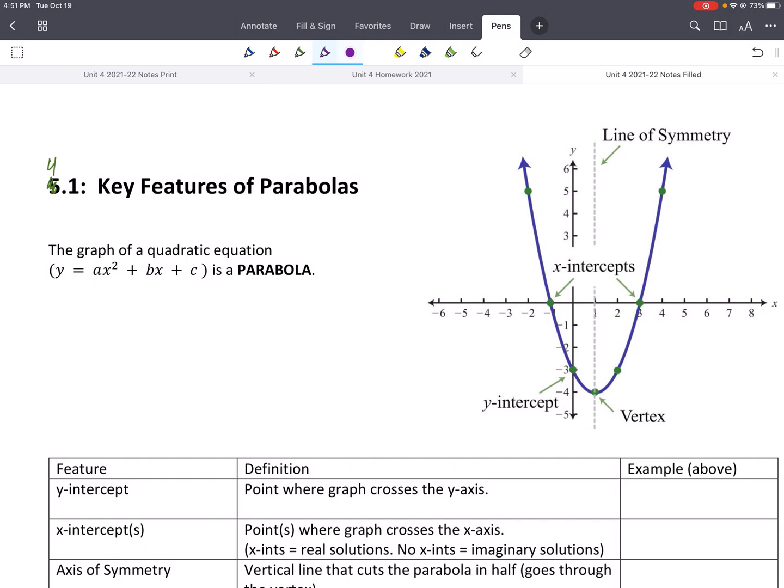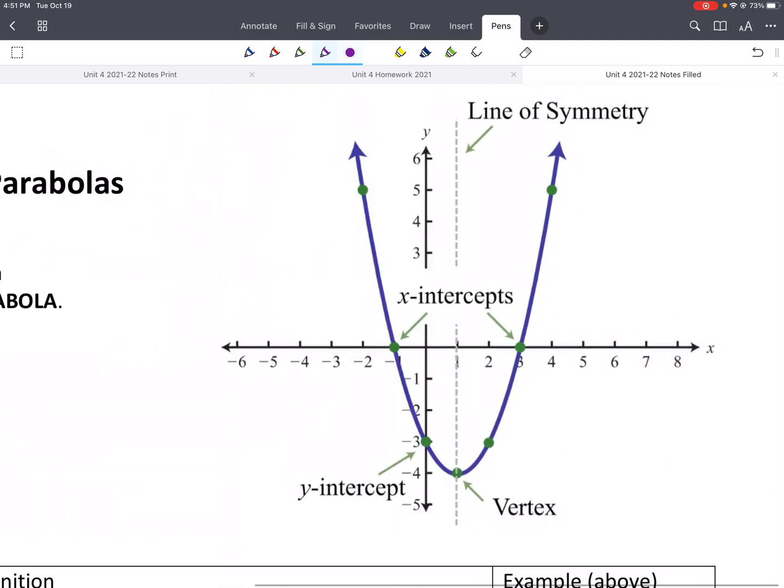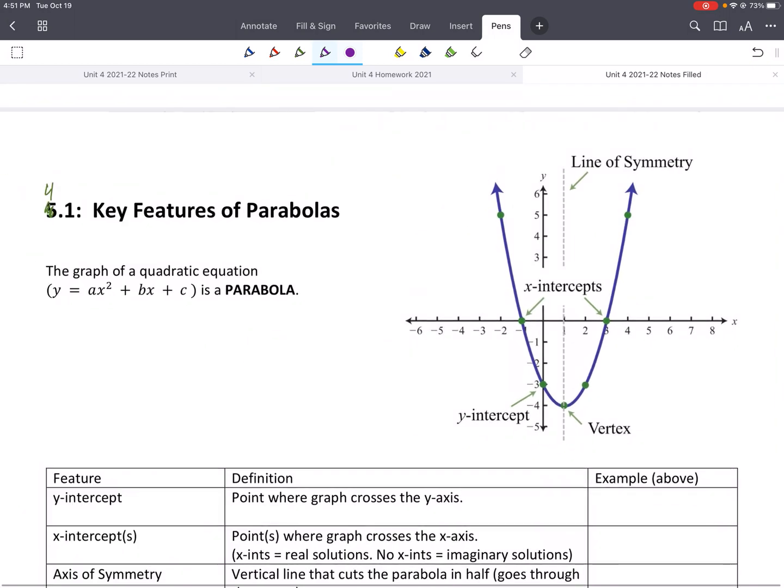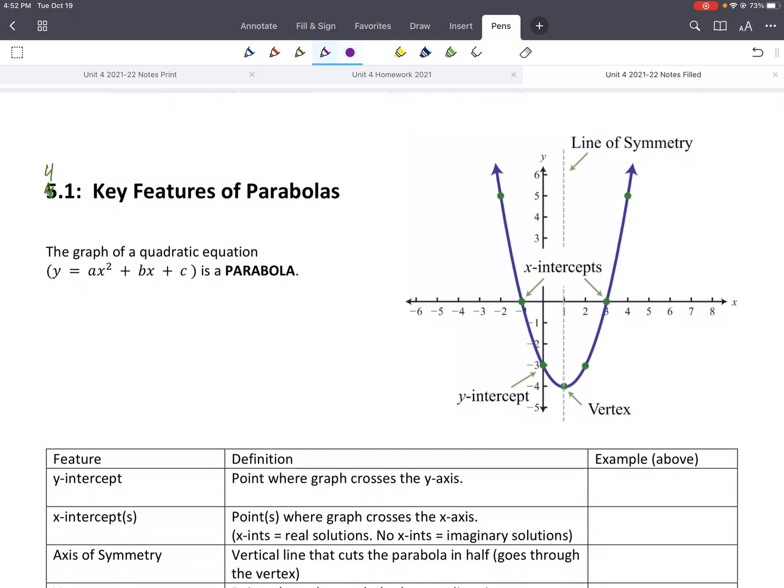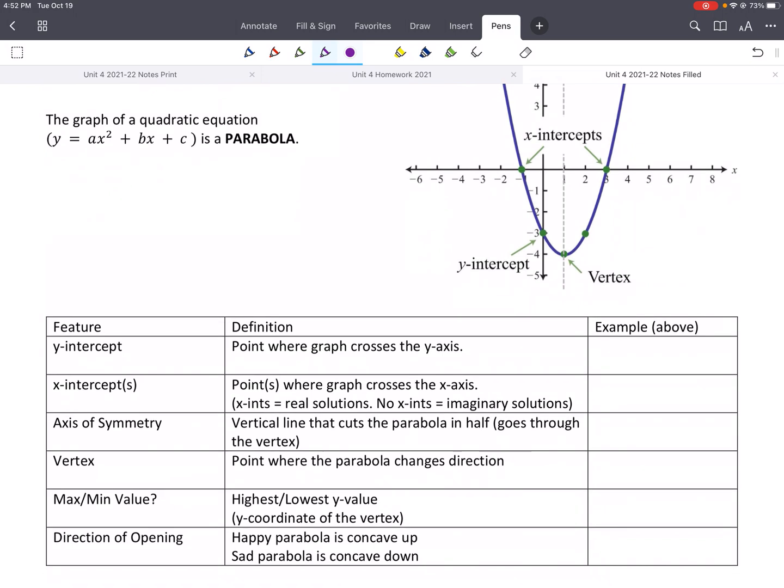All right, so one thing we should notice about quadratics is when we graph them, it makes a parabola shape. It's like a U shape. They can be wider or taller or skinnier, so they can change, but for all types of quadratics, when we graph those, we will have some sort of parabola. All right, so let's get into our key features.